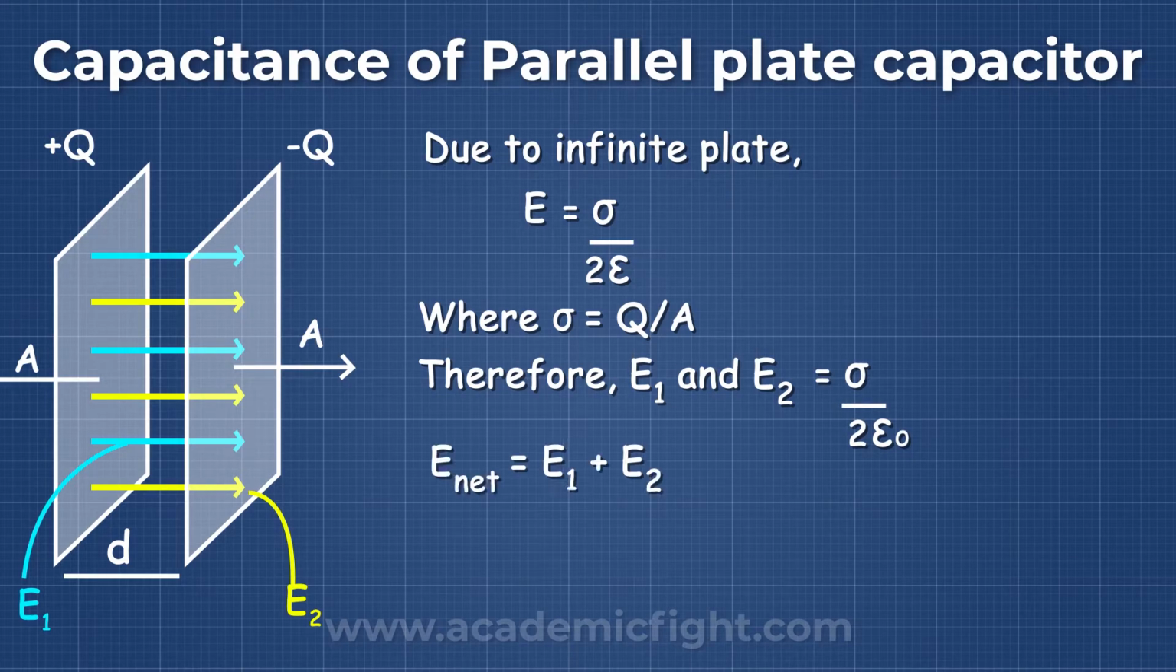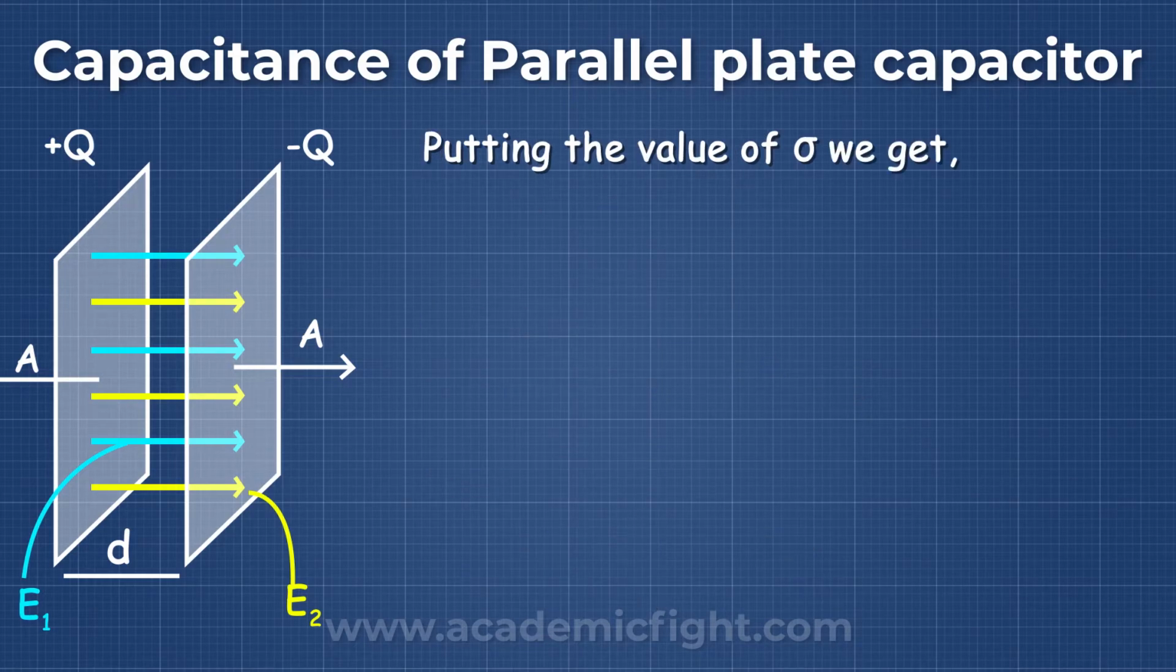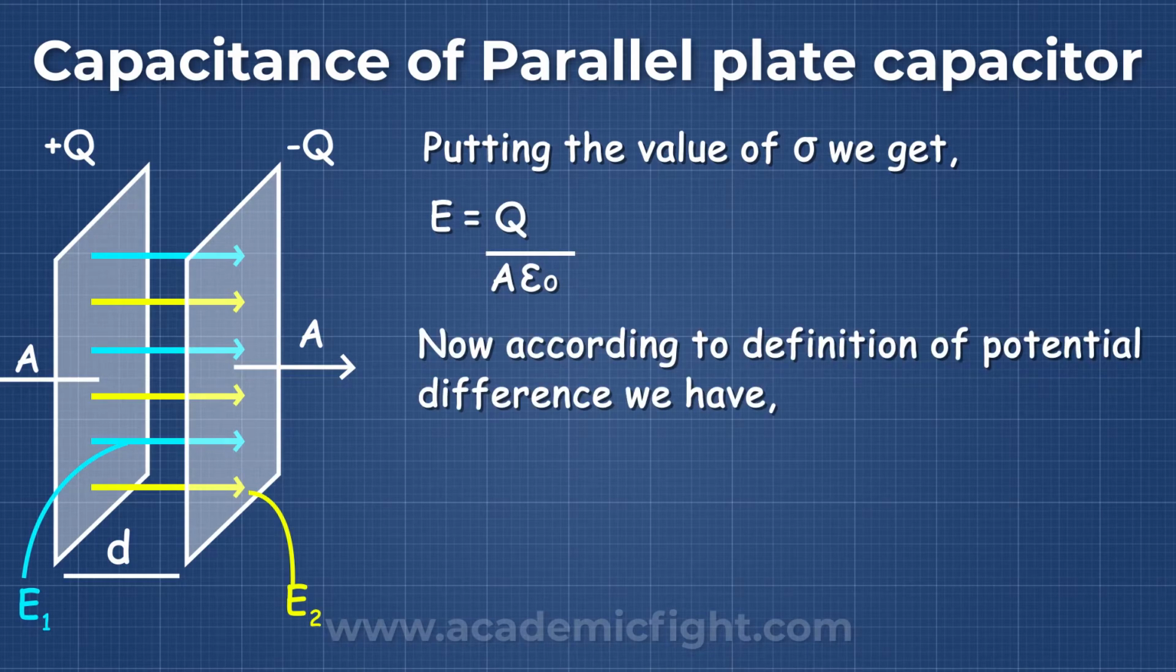We get the total electric field by adding the two electric fields. E is equal to sigma by 2 epsilon plus sigma by 2 epsilon, which is equal to sigma by epsilon. Putting the value of sigma, we get E is equal to Q by A into epsilon. Now according to the definition of potential difference, we have V is equal to E into D. V is equal to Q into D by A into epsilon.